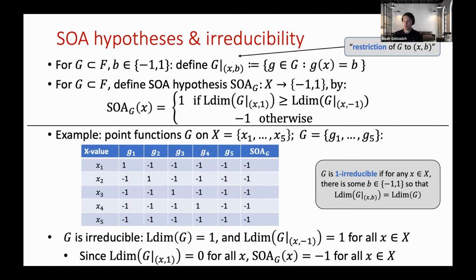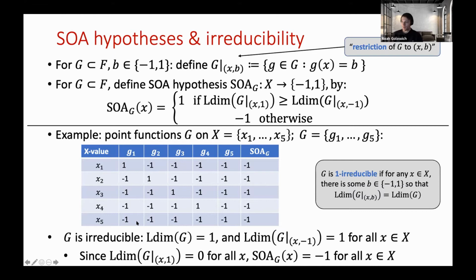And okay, a couple of remarks about this class. I've copied the definition of irreducibility here. And I'll note that the class G here of point functions is irreducible. Its Littlestone dimension is equal to 1. That's because it shatters basically any point, and you can check that it does not shatter any tree of depth 2. And moreover, for any point x, the Littlestone dimension of the restriction of G to x,-1 is equal to 1.